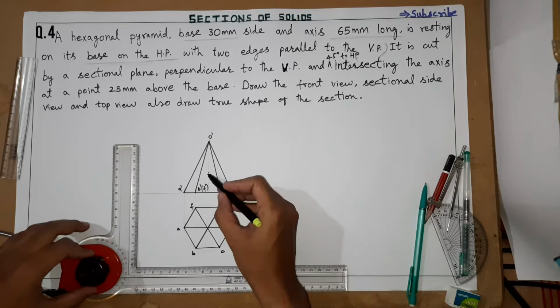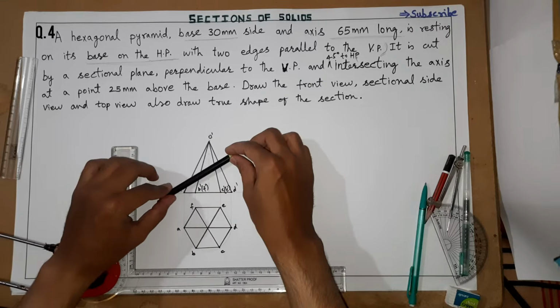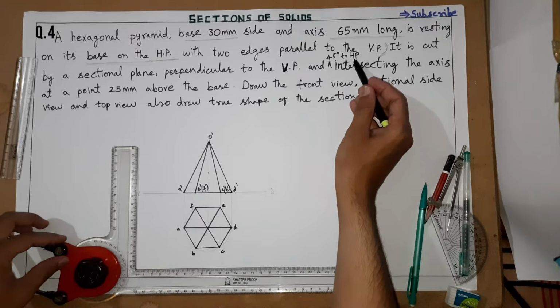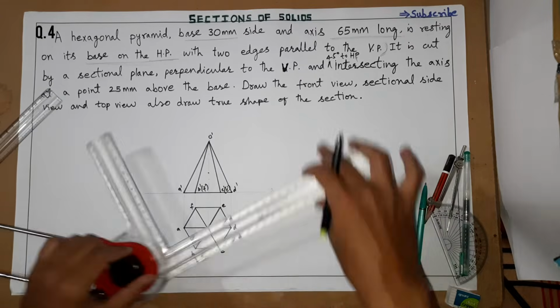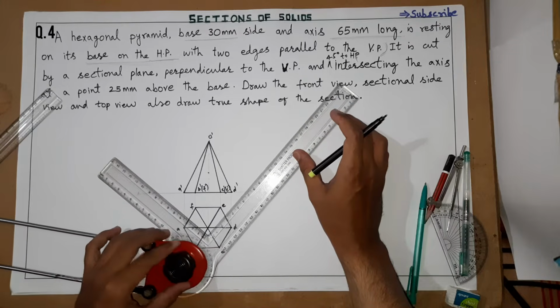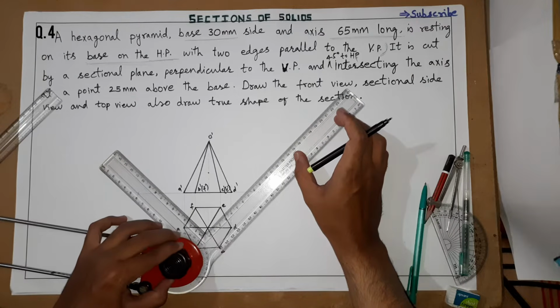So at this point the cutting plane, with respect to HP, is inclined like this. How much inclined? 45 degrees inclined to HP. So from here you need to draw a 45 degree line. I will draw the cutting plane here. I am setting this mini drafter at 45 degrees.